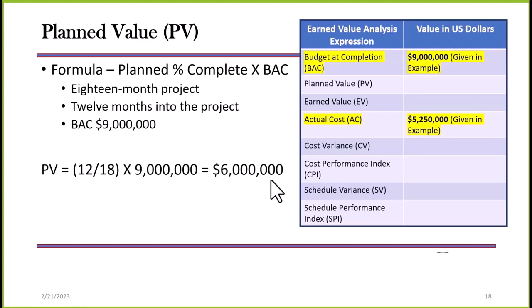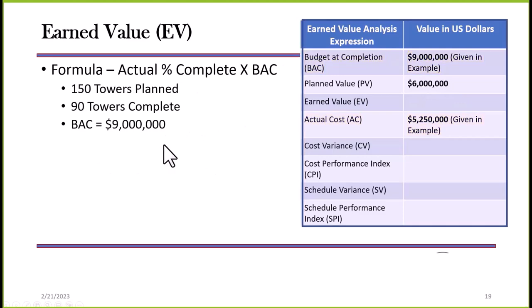In other words, if I am progressing according to the plan at 12 months into the project, I will have spent $6 million. That's my benchmark. That's where I should be, $6 million. Where am I? We need to continue on. We put $6 million into our table, and then we move on to earned value.